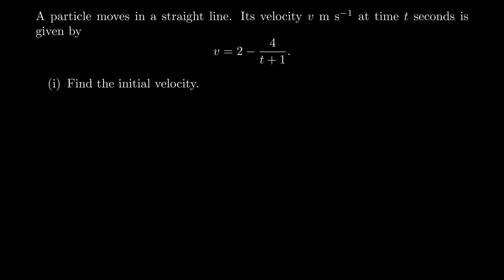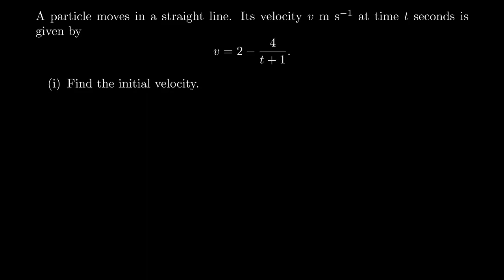So this is question 16a of the 2016 HSC paper. It says a particle moves in a straight line and it gives us the equation of the velocity in terms of time, and so it says first find the initial velocity.